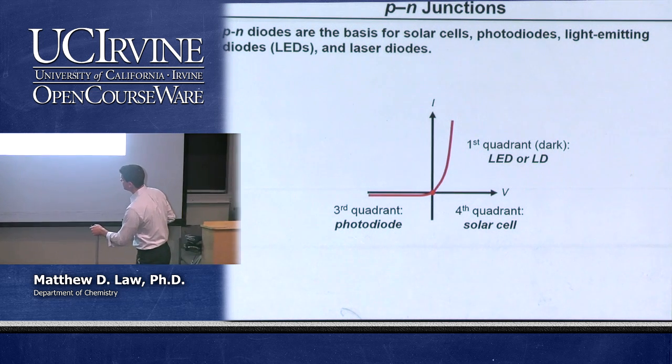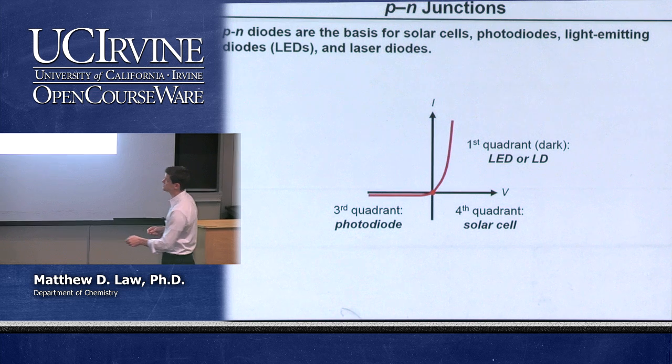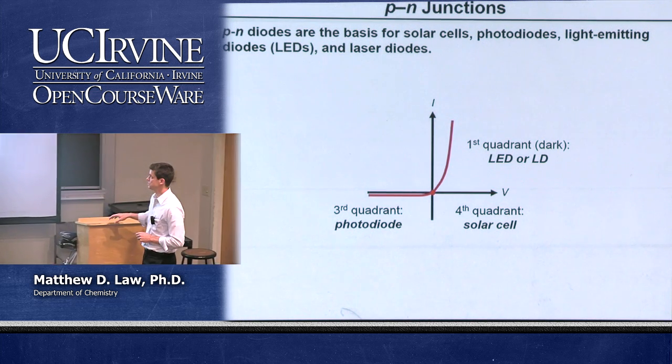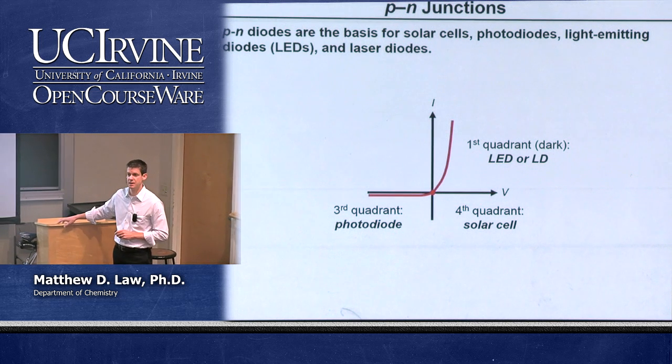So let's look first at the operation of a solar cell. Then we're going to go on to the very, very similar photodiode. And we'll finish up with the discussion of the light-emitting diode and the laser diode.